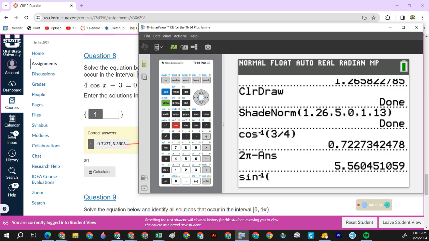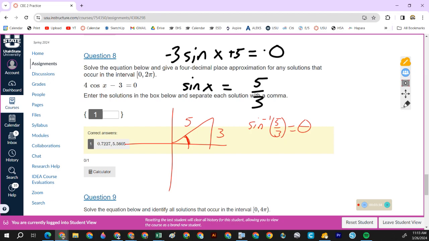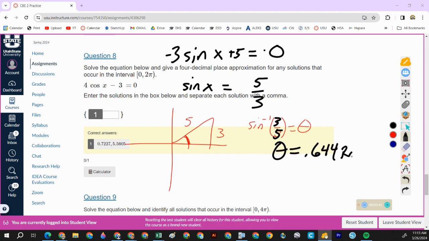So the sine inverse of 5/3, or no, sorry, 3/5. I did that backwards. And I get 0.64644. So this should be 3/5. So theta is 0.644 radians.